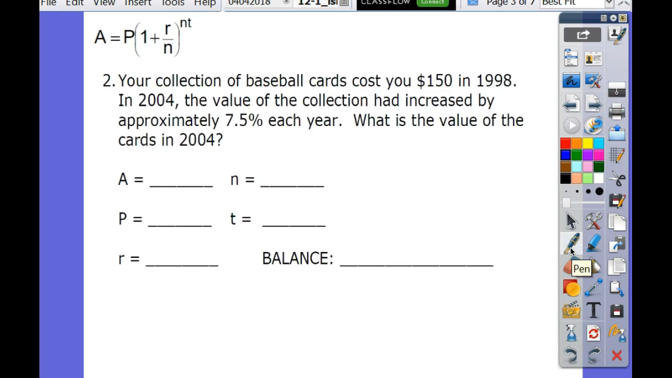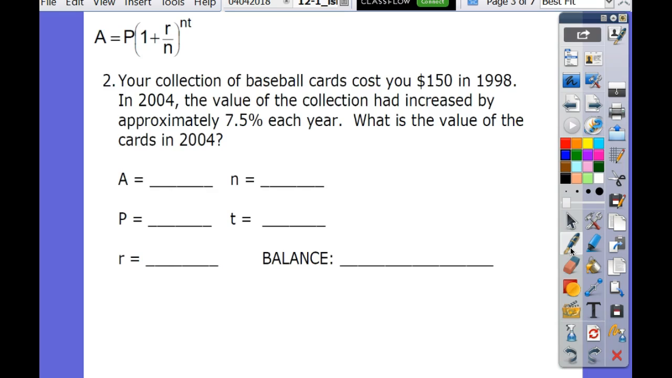Example number 2. A while back, collecting baseball cards used to be a big thing because they were increasing in value pretty much. I don't know that that's continued to be a big thing. I don't think they're quite increasing in value as much.